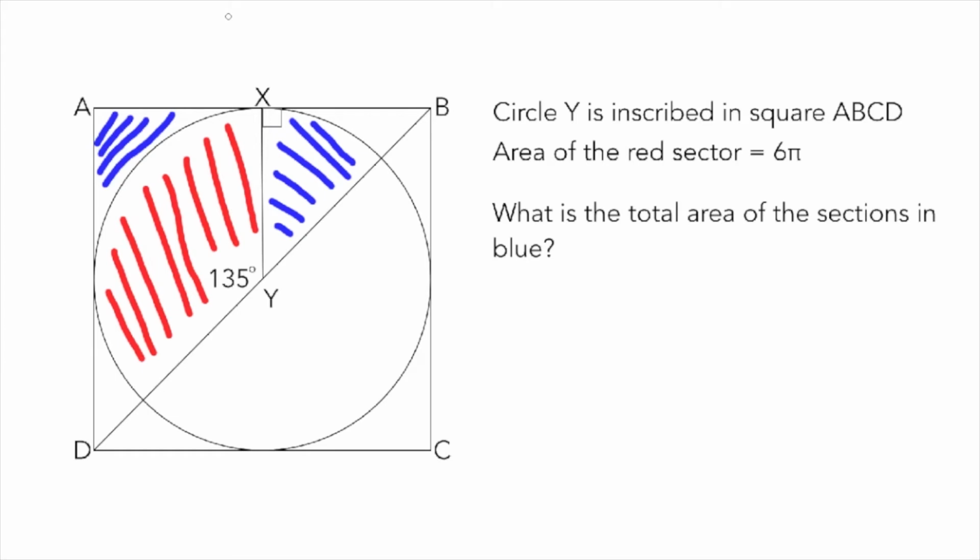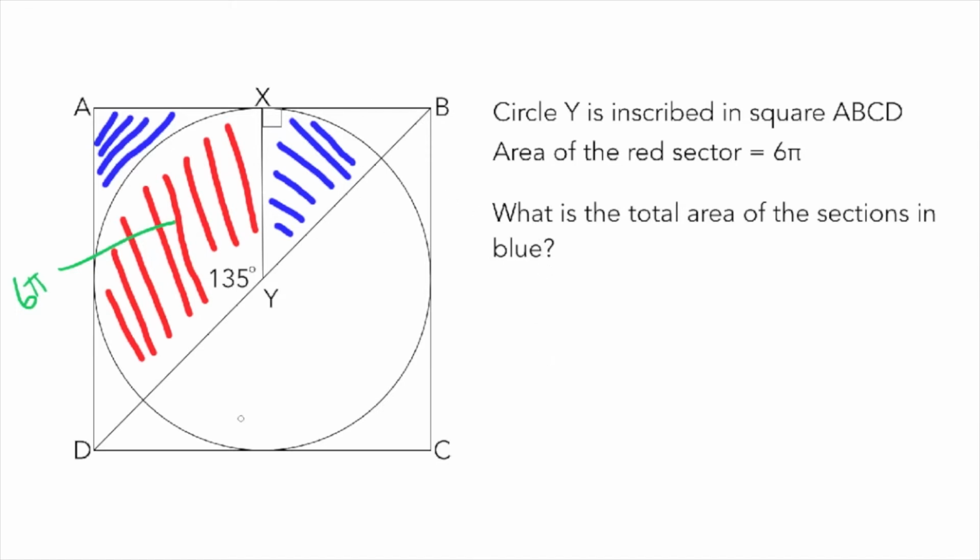Alright, so let's solve this problem. We have circle Y inscribed in square ABCD, which means that the circle touches the square in these 4 places. The area of the red sector is 6 pi, and it has a central angle here of 135 degrees. What is the total area of the sections in blue?